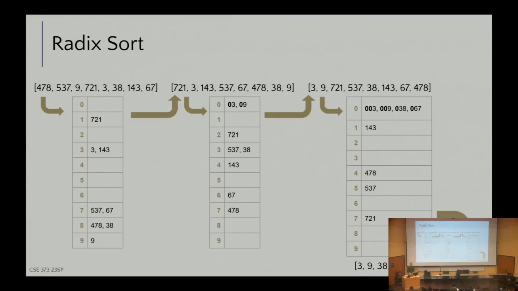So it's like running bucket sort on each of the individual digits within an integer, starting from the ones place and working up towards the higher order values. Can anybody tell me what is the worst case runtime of this algorithm? It's like running bucket sort sequentially. What's the worst case runtime of bucket sort?